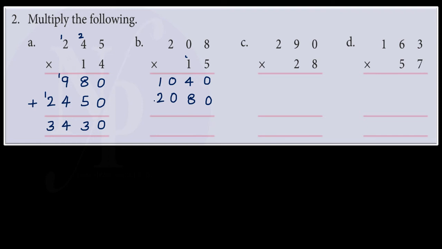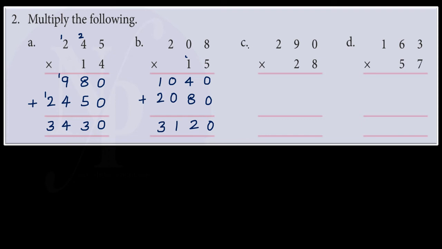So let's add these numbers now. 0 plus 0 is 0. 4 plus 8 is 12. 2 is written here. 1 is carried forward and adding it with zeros, again you get 1 here. And 2 plus 1 is 3. 3120 is the product of 208 and 15.